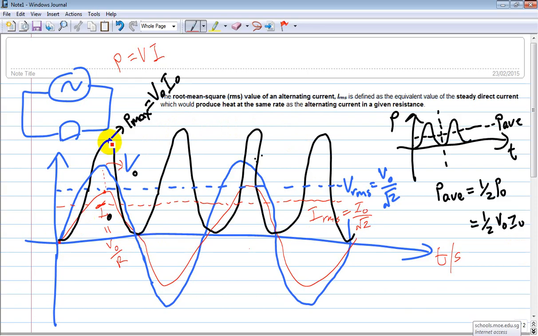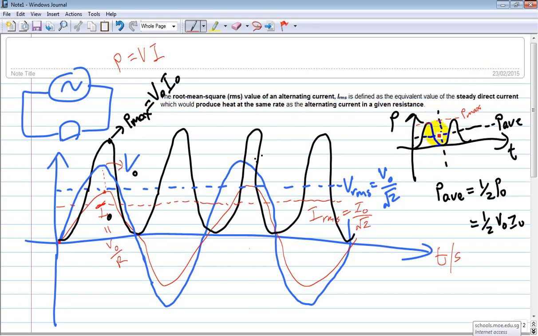Okay, if I just have a look at this black graph and I shift it over here. Alright, if I look at this black graph over here, this is my maximum power value. This is P max. If I want the average power, I can look at this part, one period.